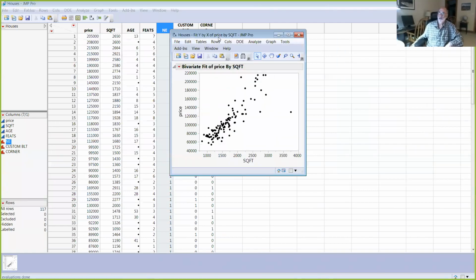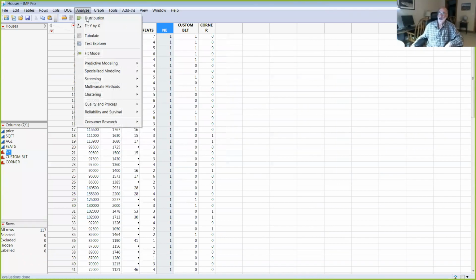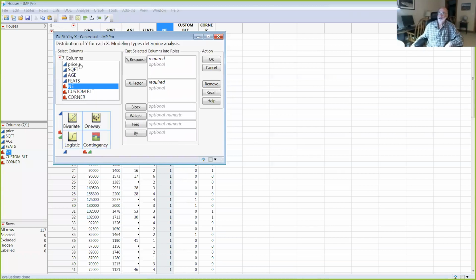Notice we use fit y by x. JMP, let me go back and do that again. When you do fit y by x, JMP actually does 4 different potential analyses depending on what kind of variables you have. When they're both continuous, it's doing a bivariate plot. The last one we did, we had a continuous y variable, but our x variable is nominal. We're doing a one-way analysis of variance, which is where we got the t-test.